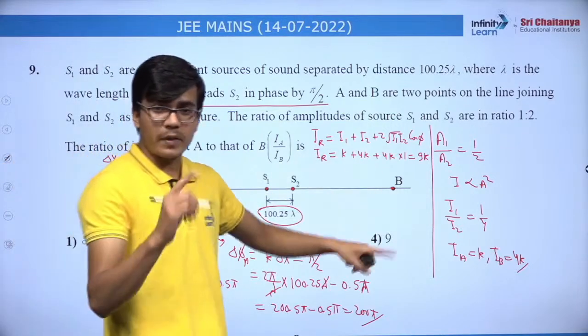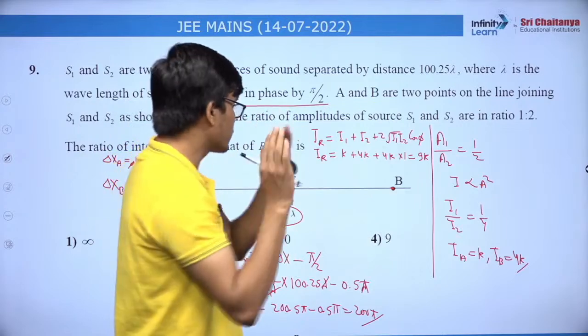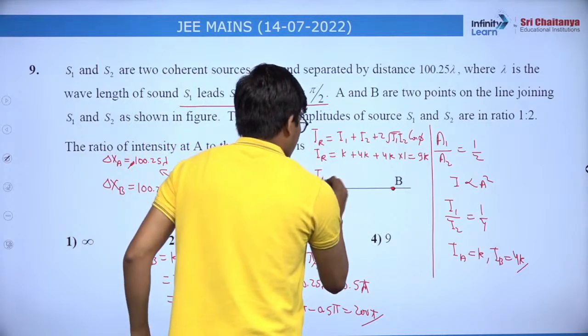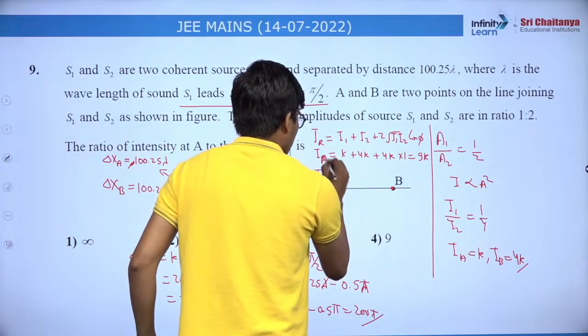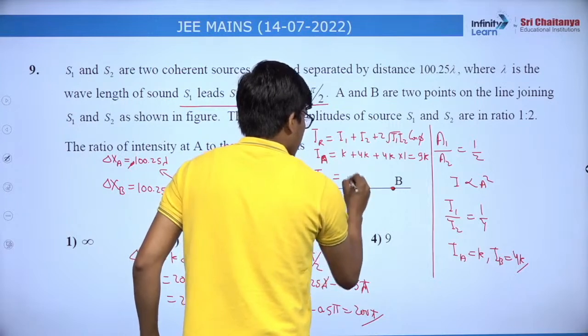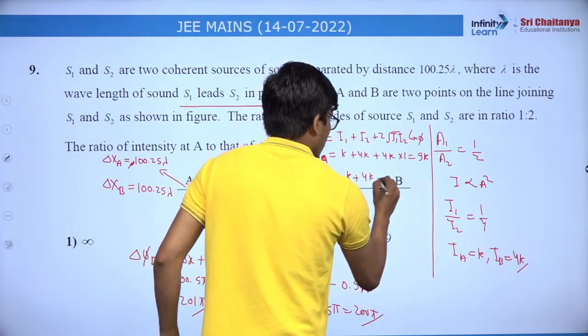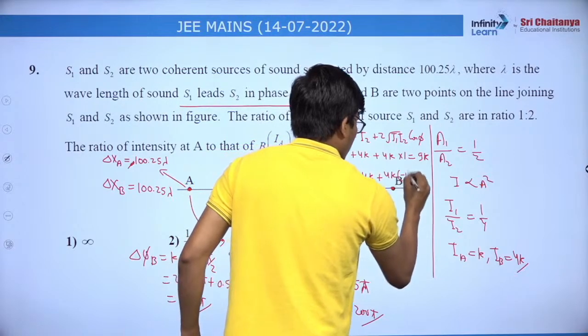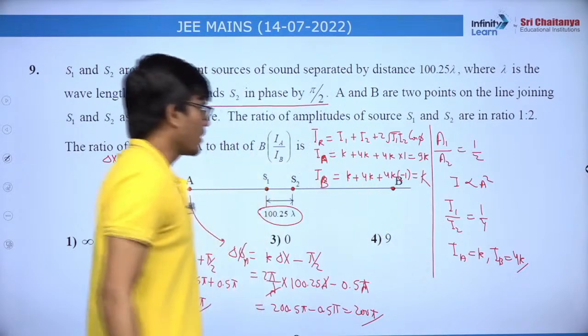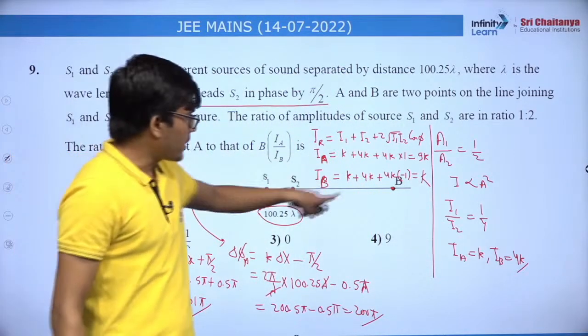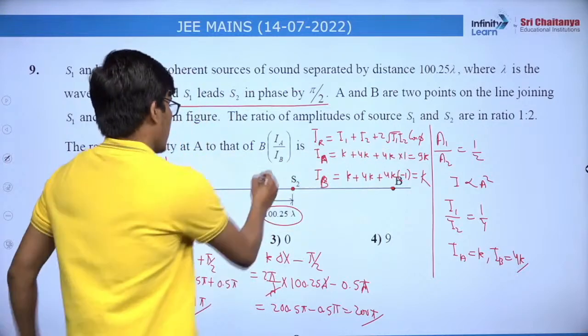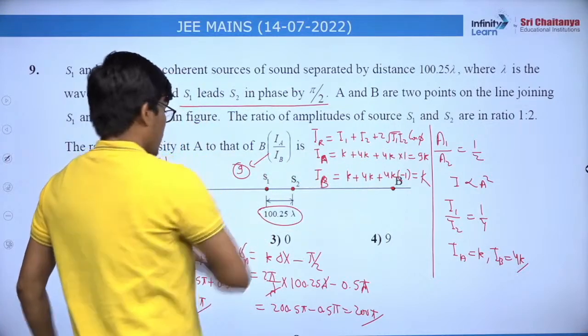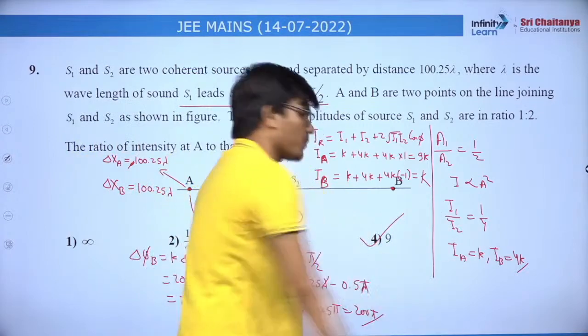And cos odd pi is written as minus pi. So this was intensity at A, this is intensity at B: K plus 4K into minus 1, so your answer is K. What is the ratio of IA by IB? 9K by K is 9, that is your answer, which is given in the fourth option.